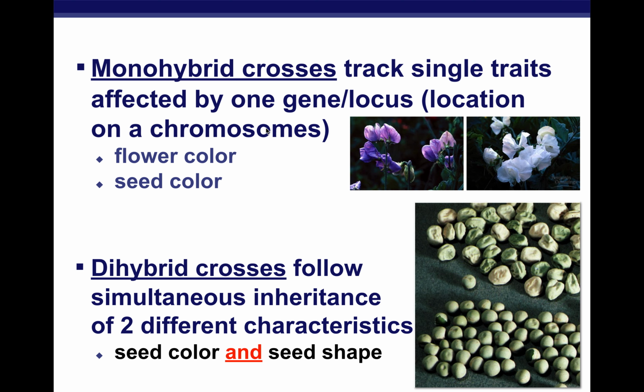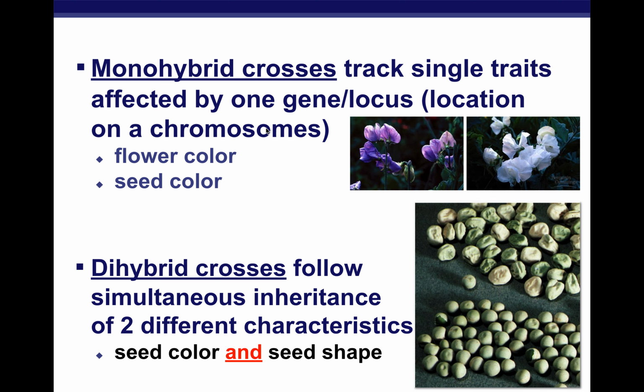So monohybrid is when we're tracking the inheritance of a single trait from a single gene from parent to child. So you're tracking what's the chance of a given seed color being passed from one parent to a child, so the chances of a big Y and little y parent and a little y parent producing a little y child.